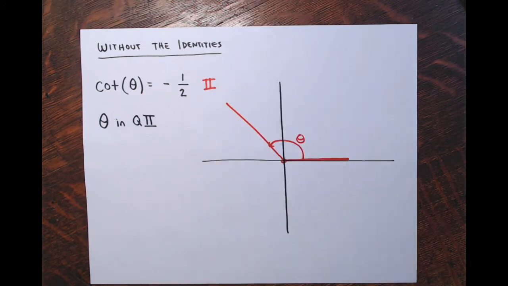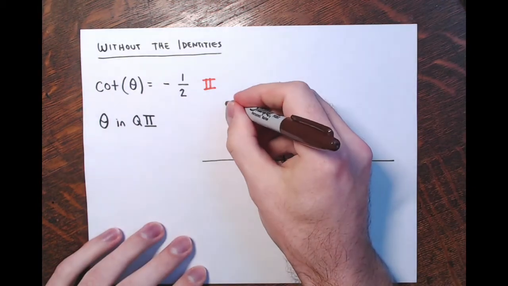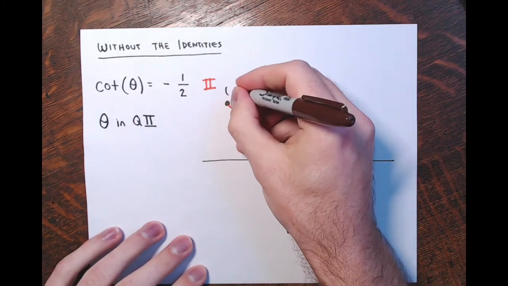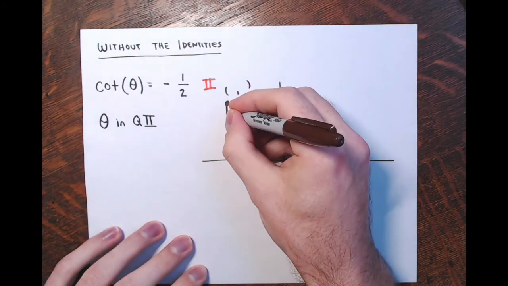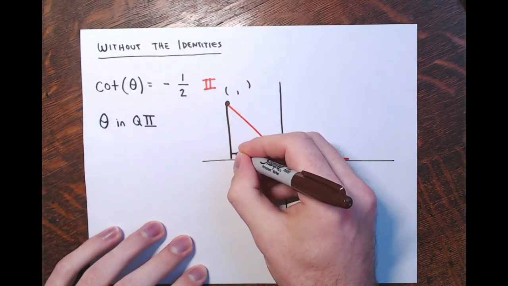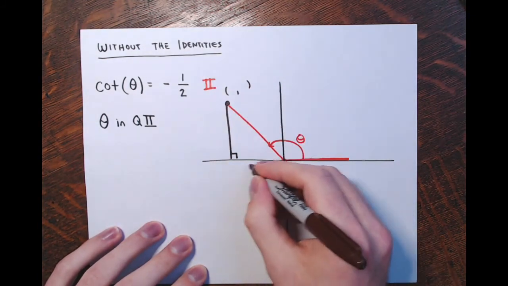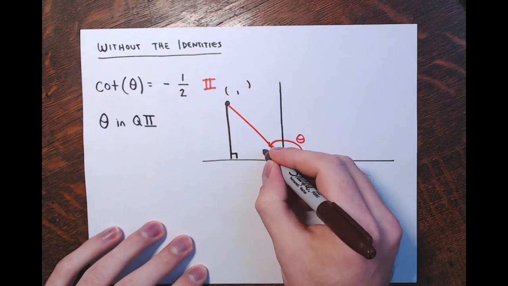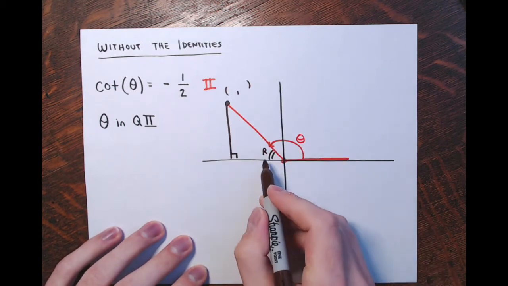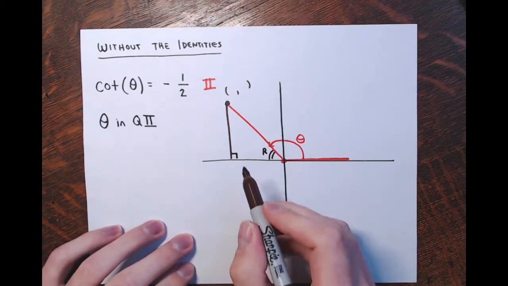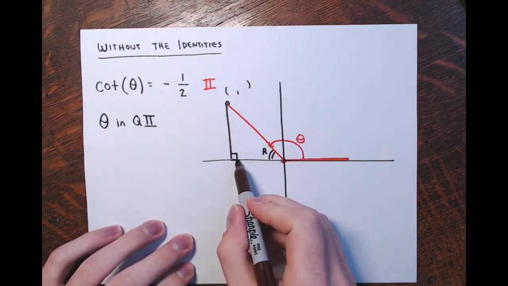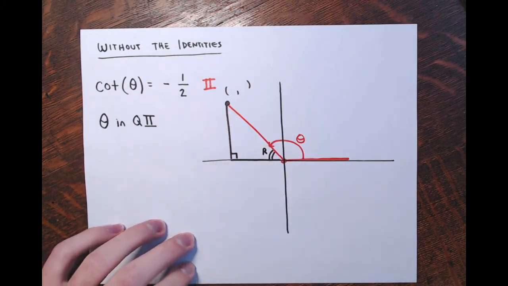Now you remember what we did with these terminal sides of angles drawn in standard position. I'm going to take some point here. It has some x coordinate and some y coordinate, I don't know. I draw a perpendicular segment to the x-axis, and that creates a right triangle with the reference angle, I'll call it R, for reference angle, formed by the terminal side and the x-axis. So I've got a nice little right triangle going.